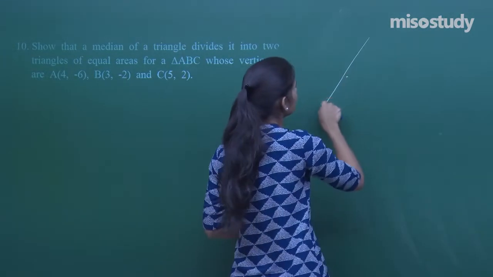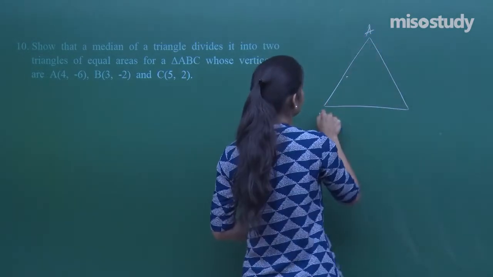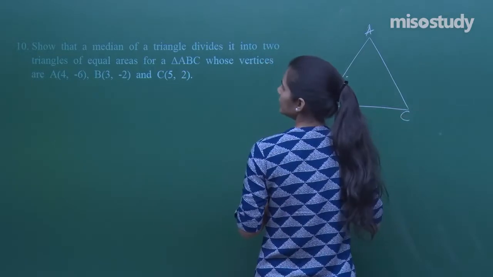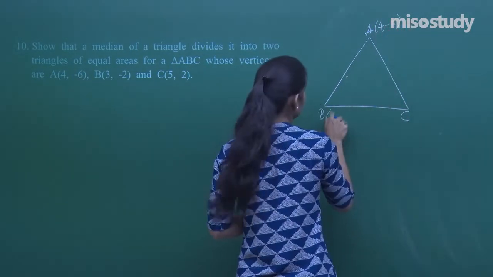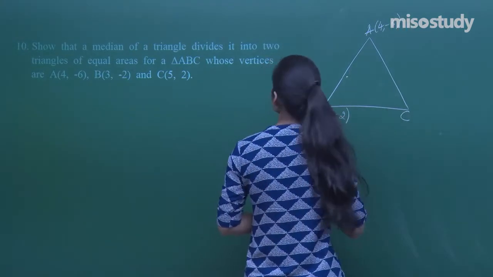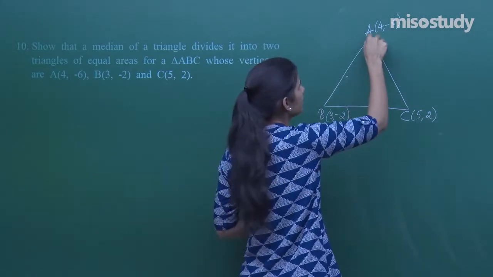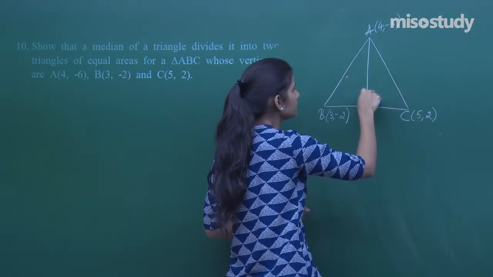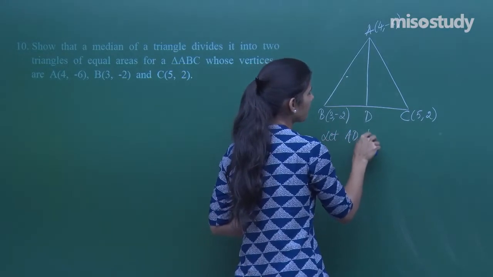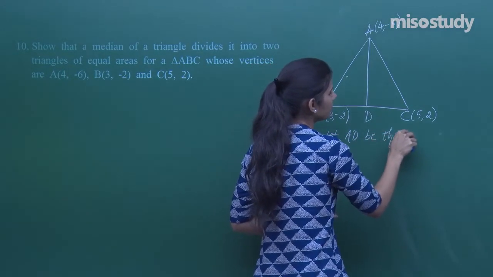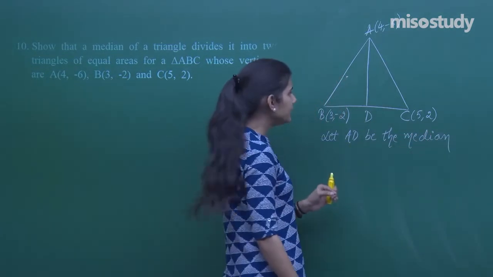So I have this triangle with me. This is A, this is B, this is C. A is (4, -6), B is (3, -2), and C is (5, 2). Fine. Consider this to be the median. So I am saying let AD be the median. That means AD is the median.